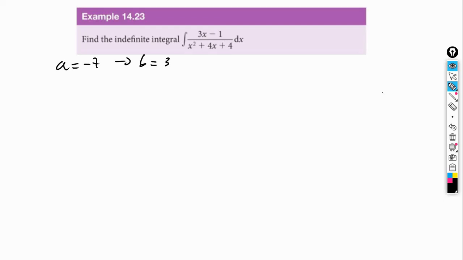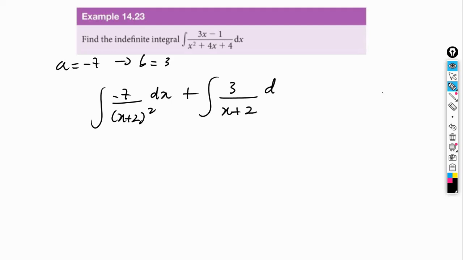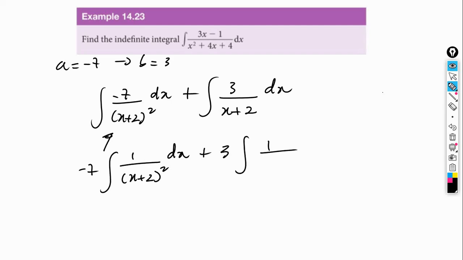That means that we can rewrite this integral as the integration of -7, and let's recall that this was (x + 2)², and then for B we got 3, so this plus 3 over x + 2. And then here the integration is quite straightforward. Okay, so notice that we can rewrite this as -7 times the integral of 1 over (x + 2)². And then this is the same as 3 times the integral of 1 over x + 2.